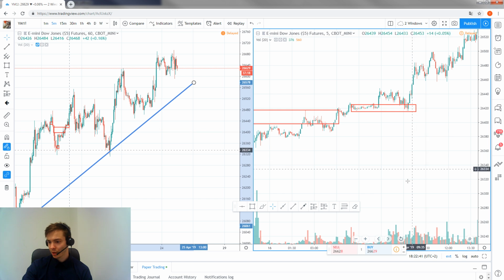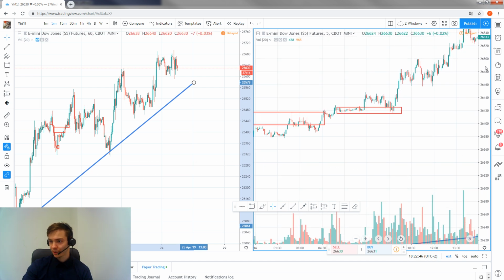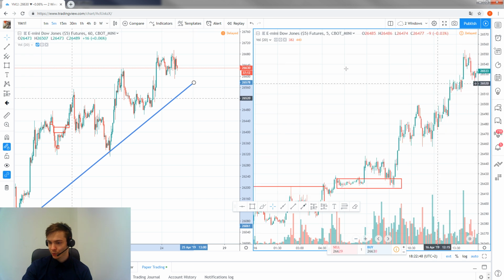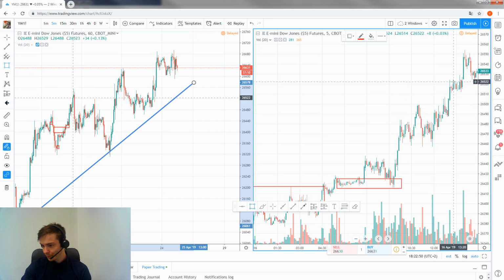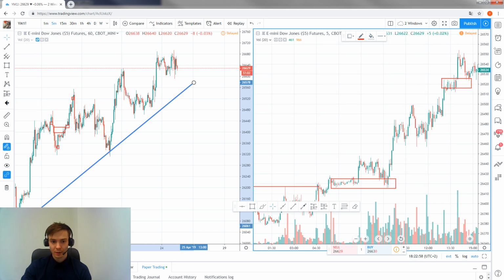Okay, I see volume. So also it's a really nice nuance if you can use volume to be sure that there are strong traders involved with you and you want to trade with them. Also, we have another structure here, so we can see the reaction.